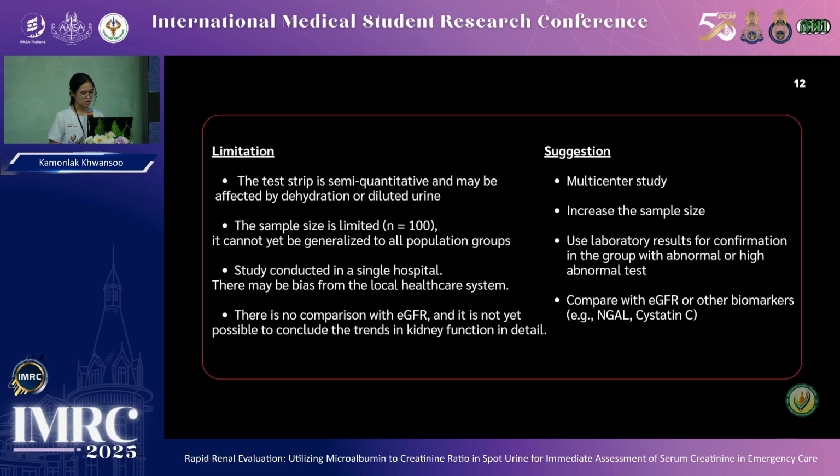This is the limitation of the research. The test strip is semi-quantitative and may be affected by dehydrated or dilute urine, and the sample size is limited. The study was conducted in a single hospital. There may be bias from the local healthcare system, there is no comparison with eGFR, and it is not possible to conclude the trend of kidney function in detail.